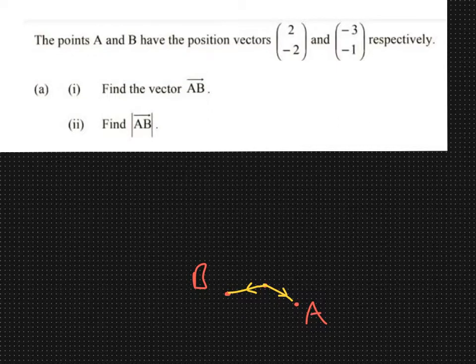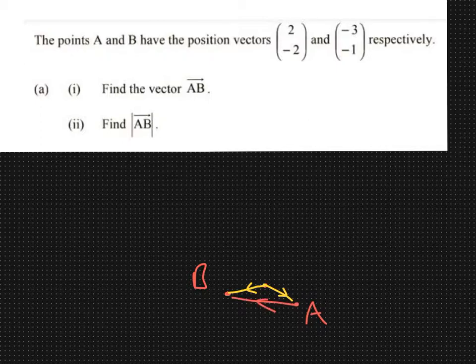Question 11 is all about vectors. You've been given points A and B with position vectors (2, -2) and (-3, -1). You are asked to find vector AB, which is this one here.